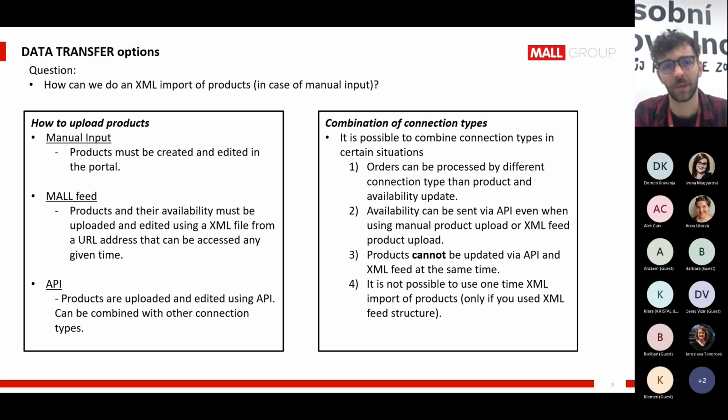Just to expand on this point, basically the Mall feed structure or the Mall feed frequency of loading would override anything that you would send to the product via API in each of the loadings based on the interval. So basically, if you have the feed loading every 6 hours, and in the meanwhile you would send, for example, an update of any of the text using API, after the 6 hours, the data from the feed would override it. So that's why this combination is not possible.